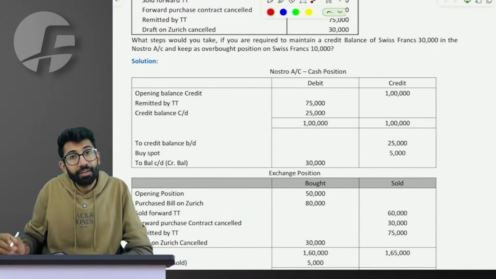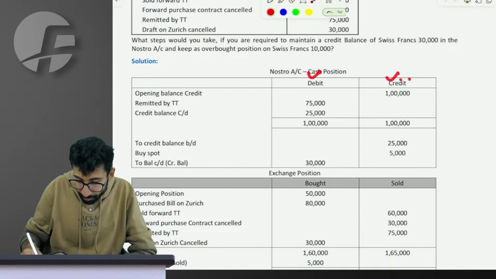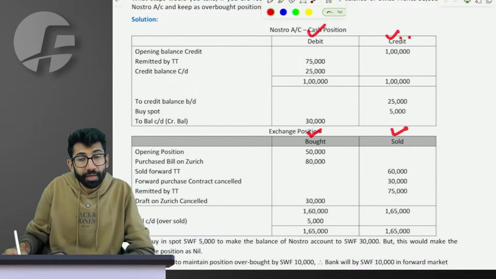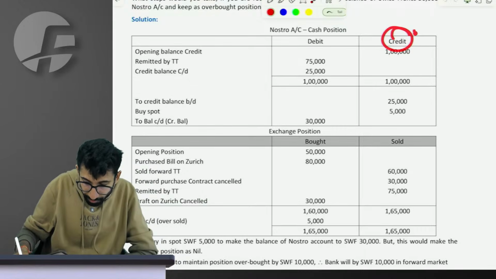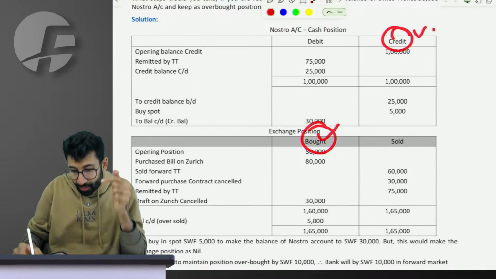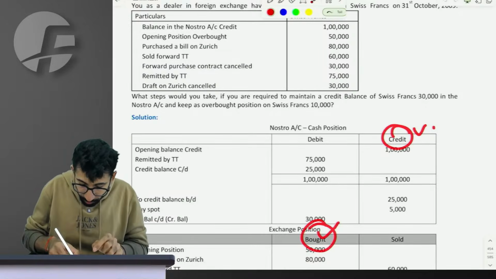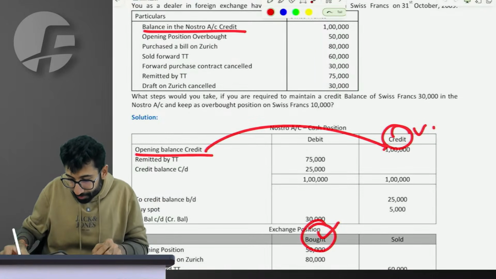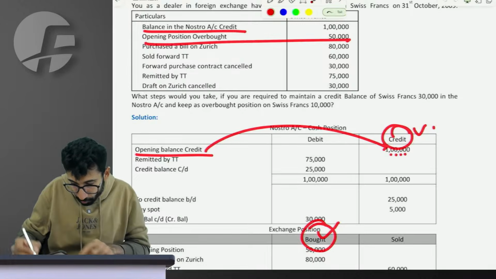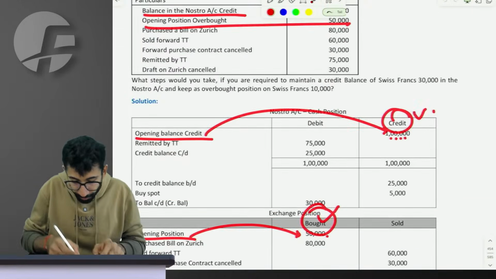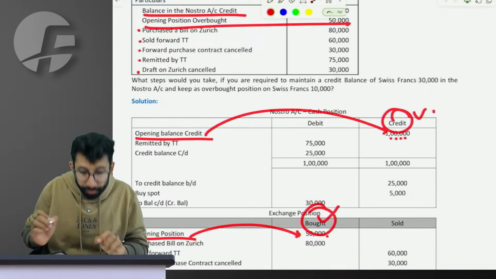Sir, the format is really easy. Credit, debit. Here it is bought and sold, right? There's a difference. Credit is this side and bought is this side. For example, balance in nostro account credit, so we say opening balance credit 1 lakh. Here the opening balance is 50,000. Now let's record these transactions one by one.